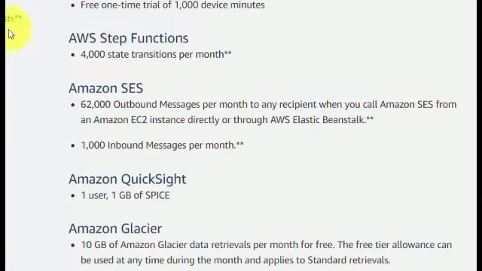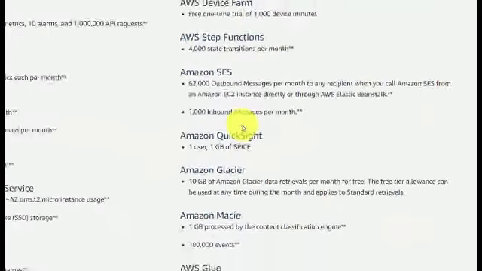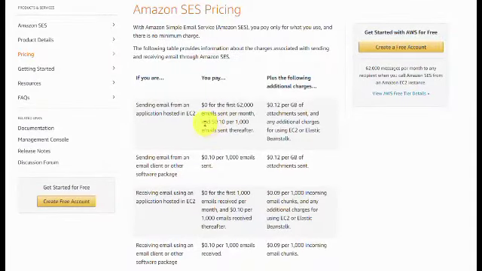What this will allow you to do is, if you are a new Amazon AWS customer, you'll be able to send the first 62,000 messages through Amazon SES absolutely free, in addition to having 1,000 inbound messages per month. Now, after the first 62,000, you'll pay 10 cents per 1,000 emails sent afterward.